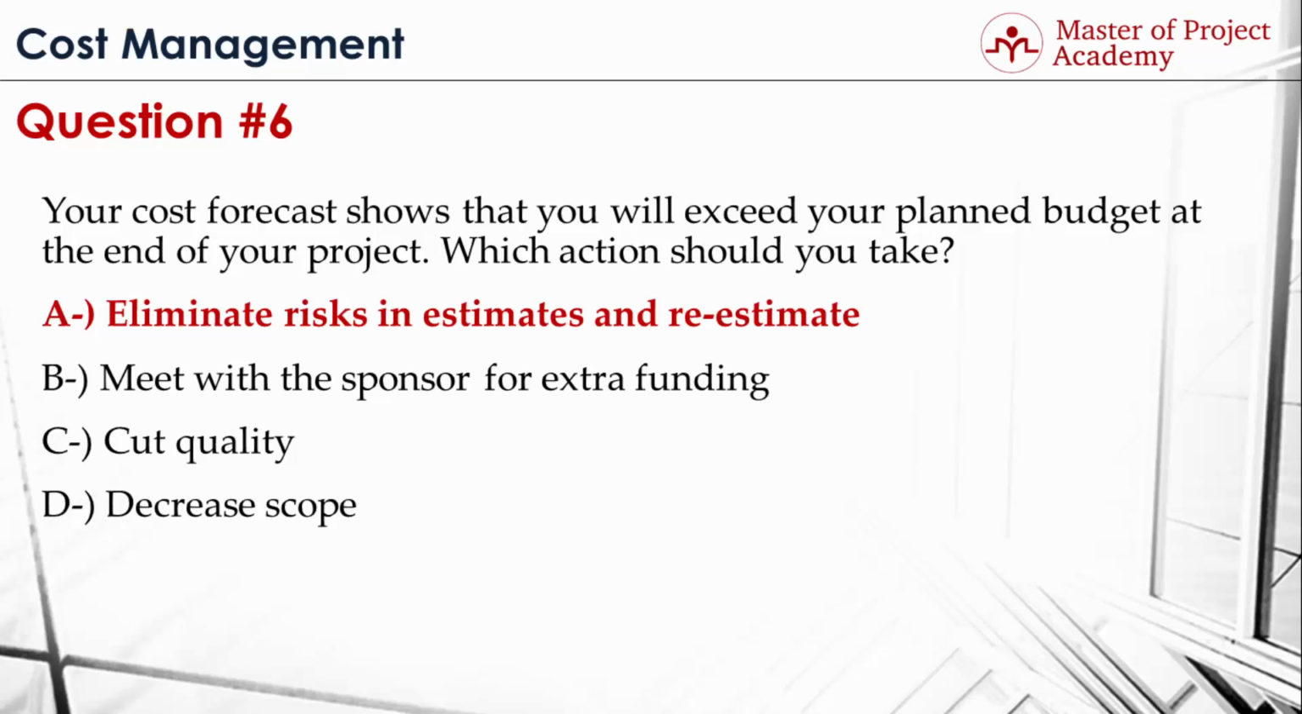A. Eliminate risks in estimates and re-estimate. First, you have to check whether there are any upcoming risks in your project, because a risk you identified at the earlier phases of the project might have been eliminated, or the impact of the risk might have been reduced. For example, if there are reserves that you planned in the planning phase of your project in order to accommodate a risk when it occurs later in your project, and if the probability of that risk has been eliminated, you won't need that reserve anymore, and you can use that funding in the project.